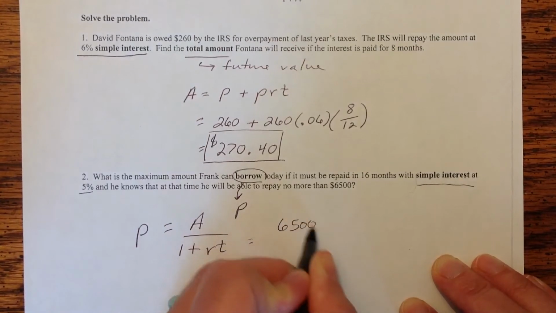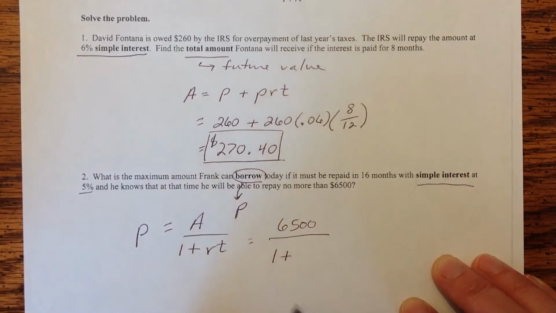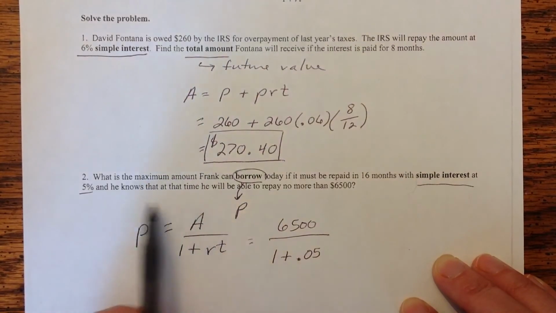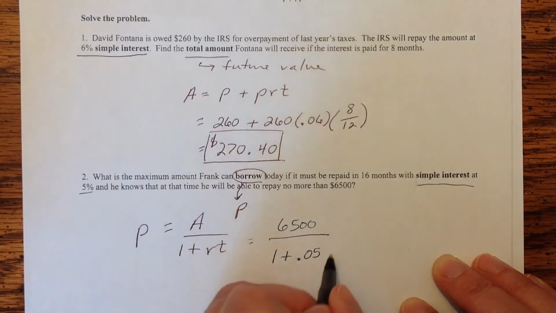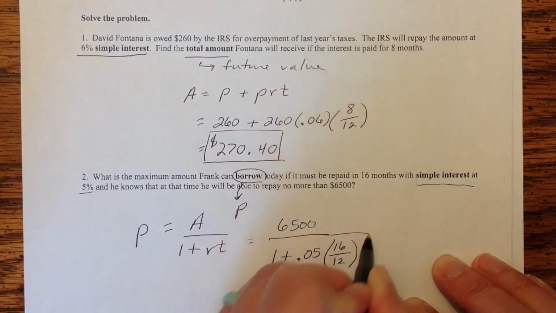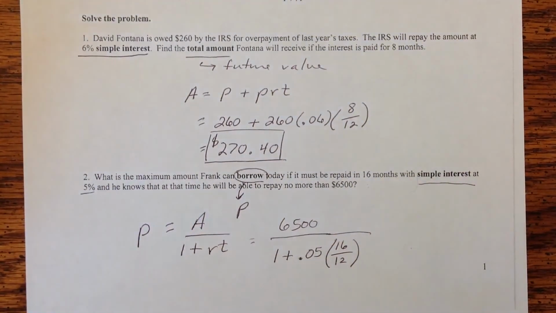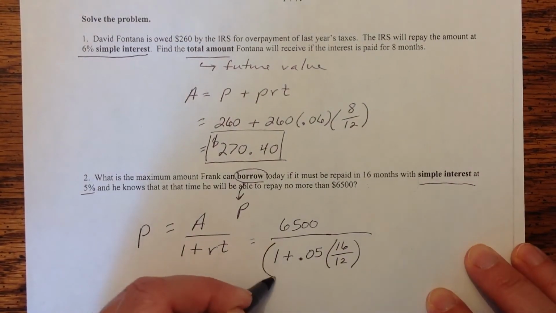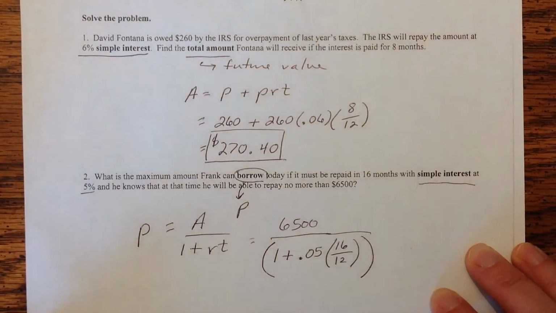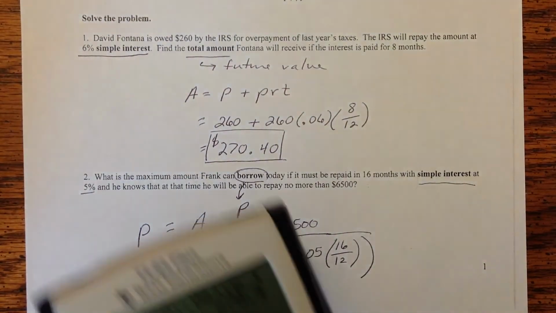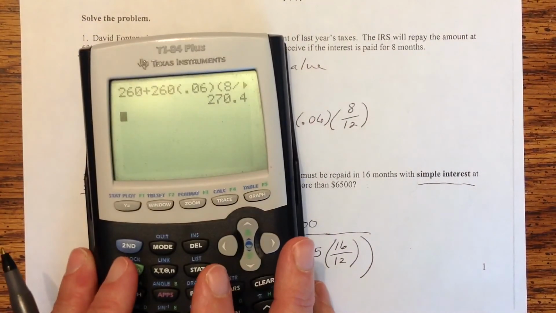So $6,500 divided by 1 plus. The interest rate is 5%, so we're going to use 0.05. And then the time was 16 months, so we have to write a fraction, 16/12. Now it is my recommendation that if you're going to punch all this into your calculator at one time, that this denominator is all held with extra parentheses. So here's how we would do that.